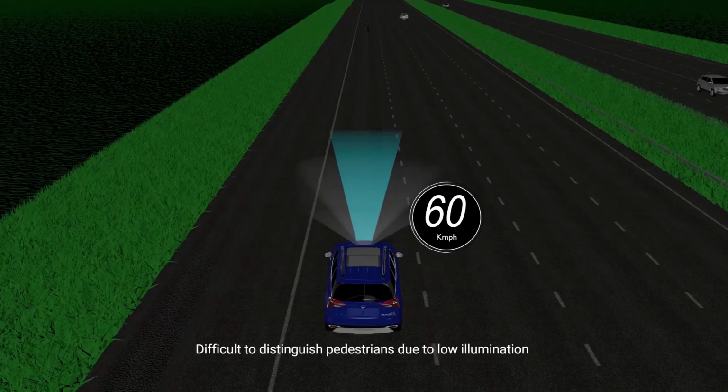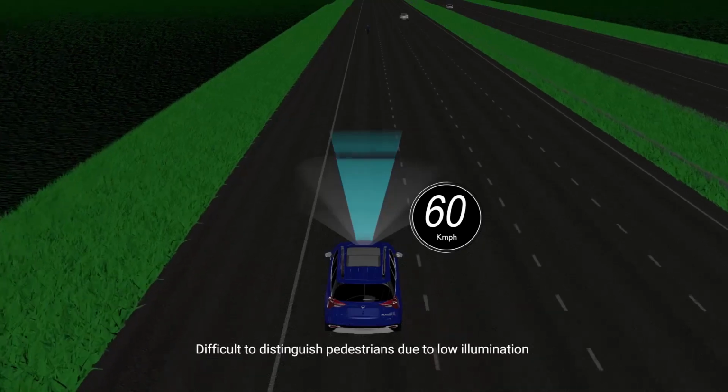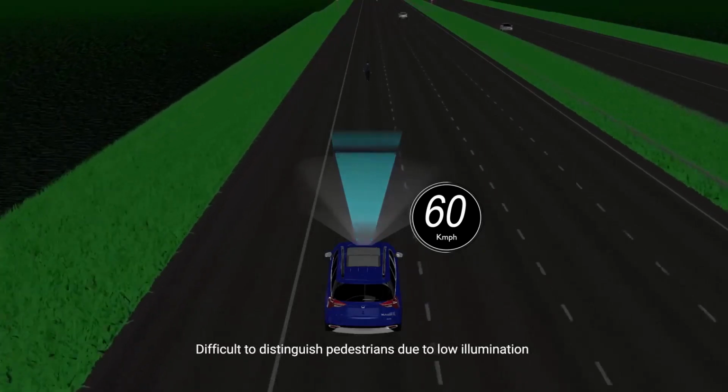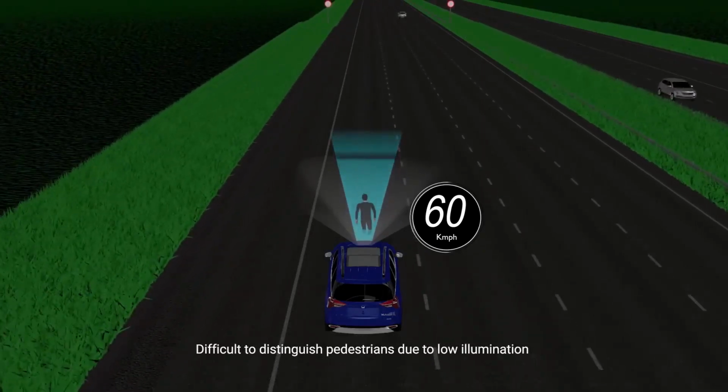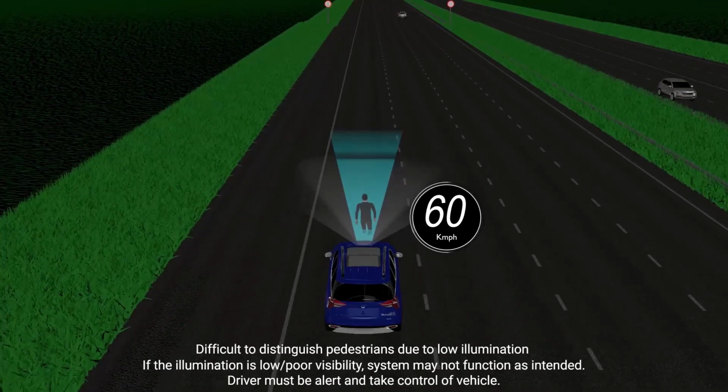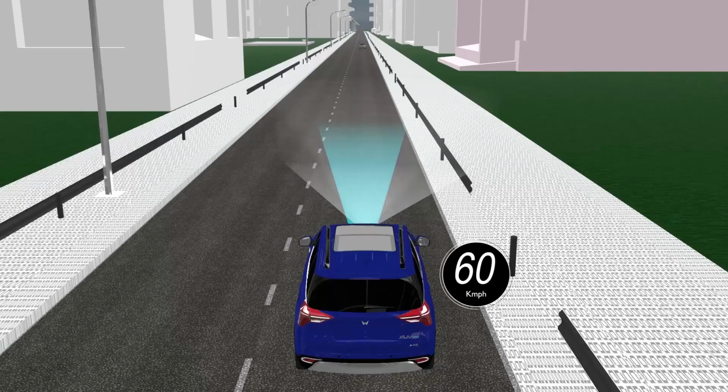Difficult to distinguish pedestrians due to low illumination. If the illumination is low or visibility is poor, the system may not function as intended. Driver must be alert and take control of the vehicle.